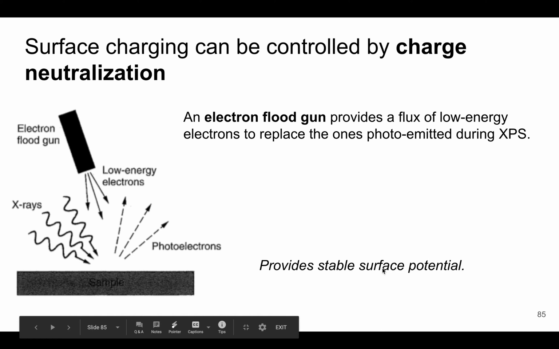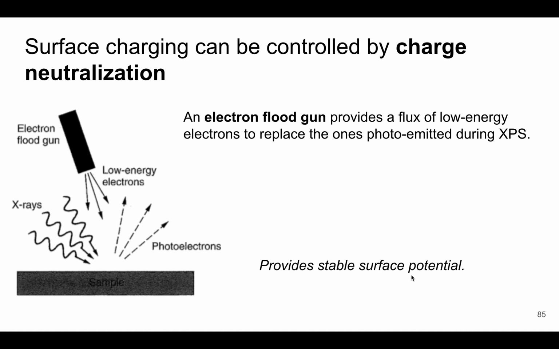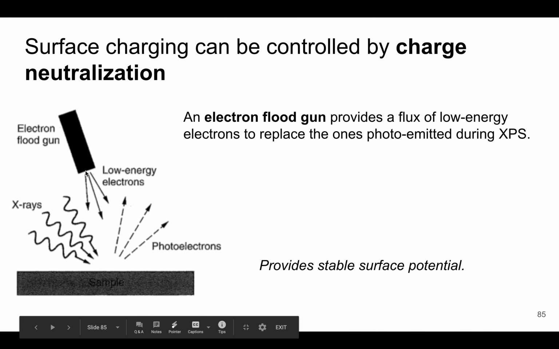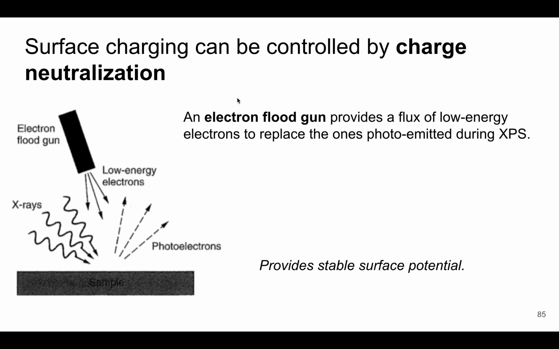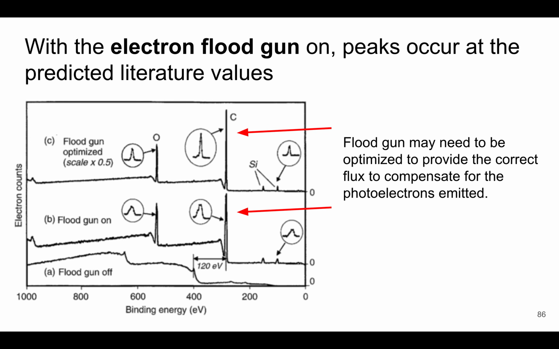Because you can also imagine, if we're constantly removing electrons, not only does it change the binding energy of the electrons, it becomes unstable as well. So it stabilizes that. This is a process known as charge neutralization. All instruments will have this electron flood gun, so that we can deal with these issues with surface charging. Even some conductive materials will have regions that need this charge neutralization. So that's one way we can do it.